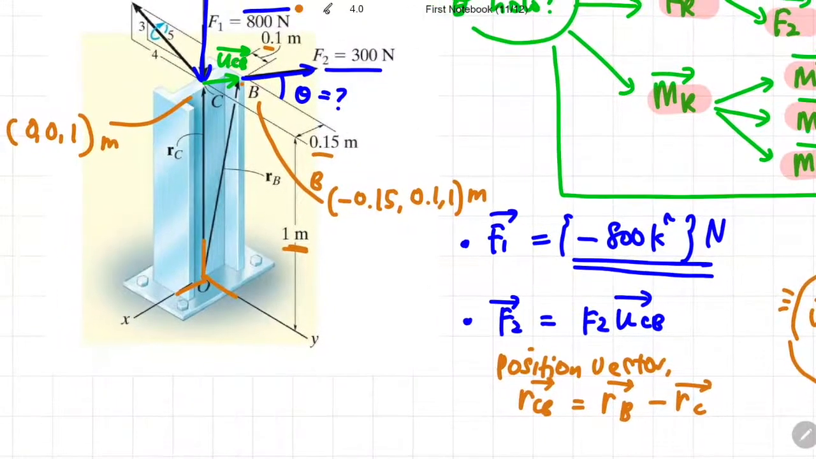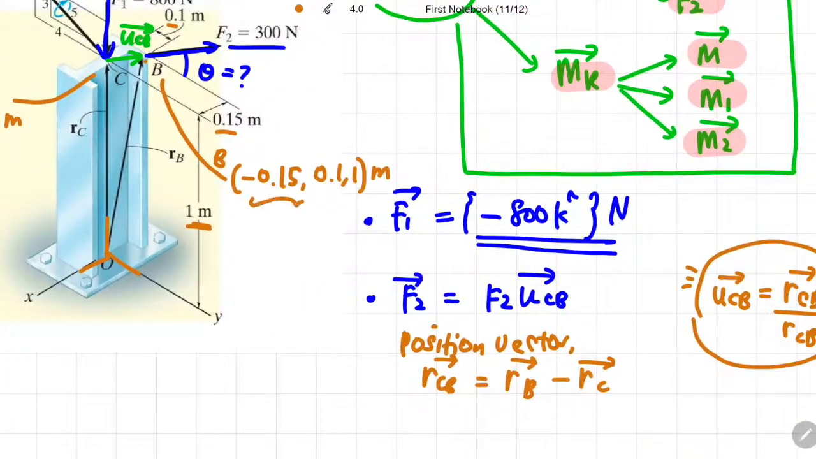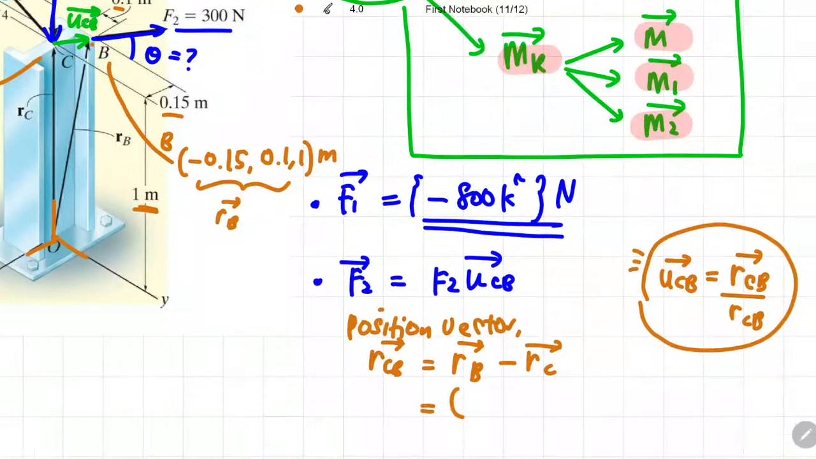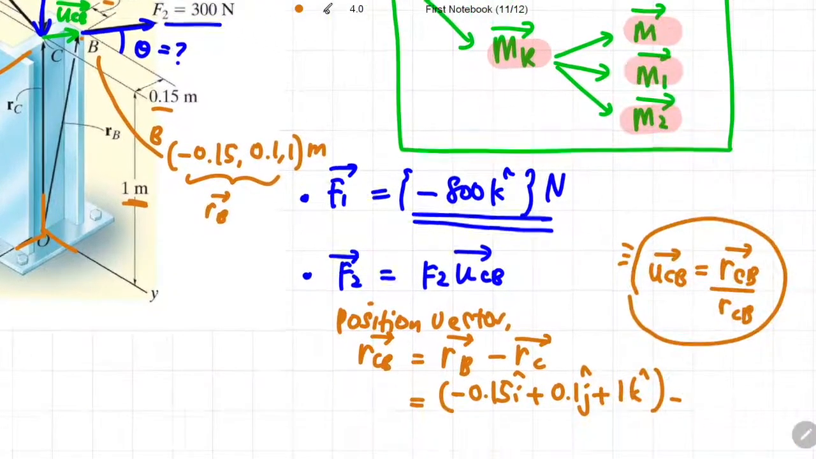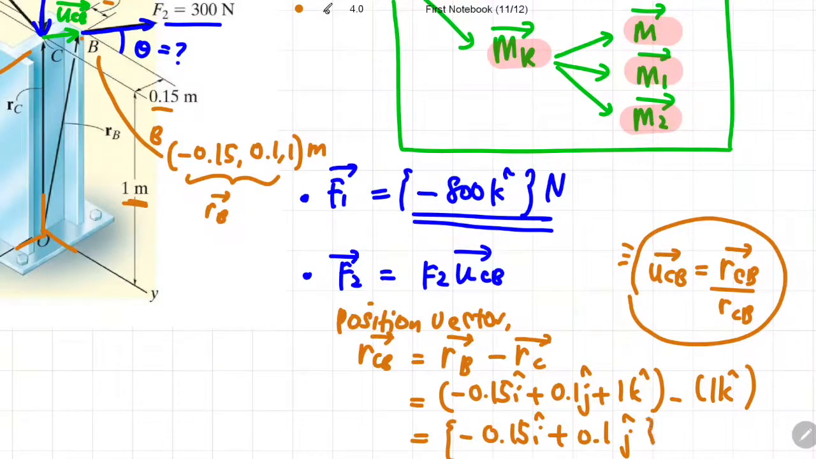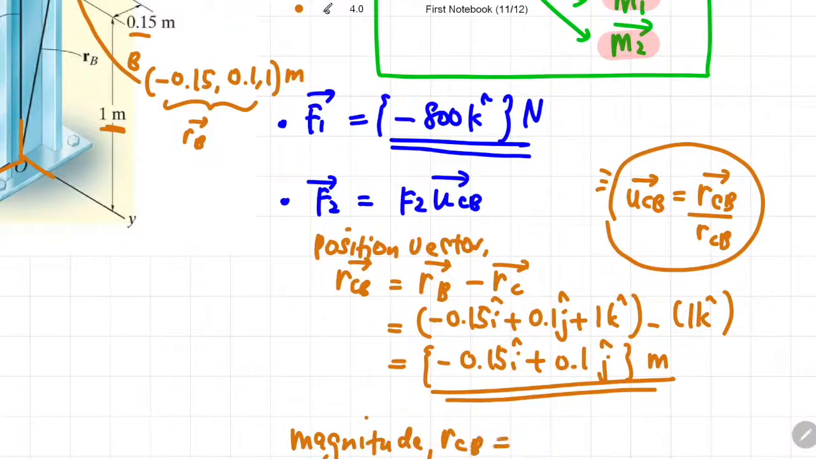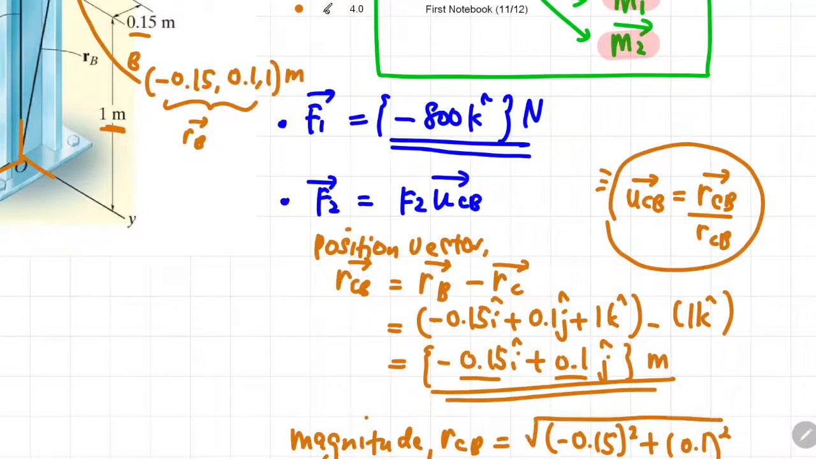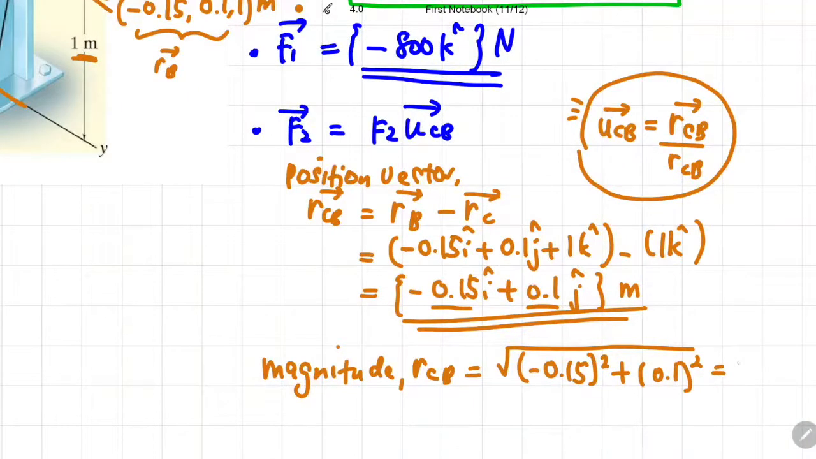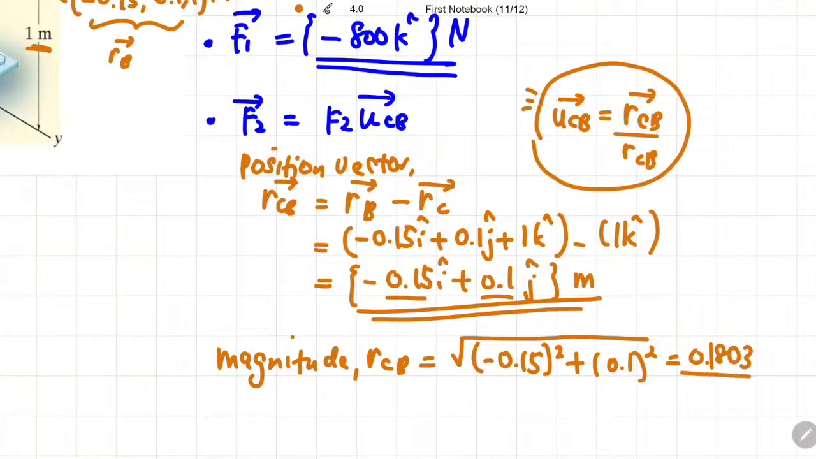So based from these coordinates, we can easily convert it into an equivalent vector form, whereby the vector of RB would be negative 0.15i plus 0.1j plus 1k, and minus the position vector of C, whereby in vector form it would be 1k. Okay, you simply solve this equation and you will get a corresponding vector of negative 0.15i plus 0.1j. The k has been cancelled out there. So, the unit of this position vector is in meter. So, from this position vector, you can calculate the magnitude of the position vector simply by squaring negative 0.15 and 0.1, summing them, and then taking the square root of the summation. So the corresponding magnitude of this position vector is 0.1803 and the unit is again in meter.